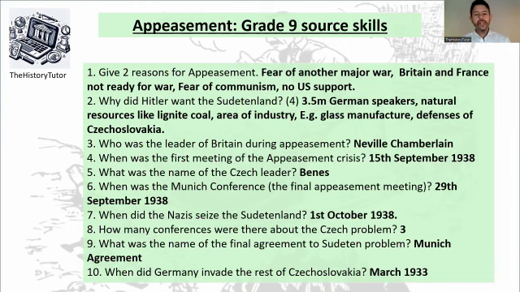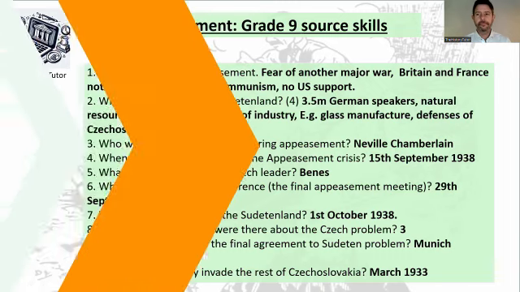Okay. Obviously, question number 8, there were 3 meetings about the Czech problem. And the final one was called the Munich Agreement, but it all failed, question 10, when Germany invaded the rest of Czechoslovakia in March 1939. So any cartoons or sources reflecting on appeasement from March 1939 might have a very negative view of it and suggest that it's a great big failure.